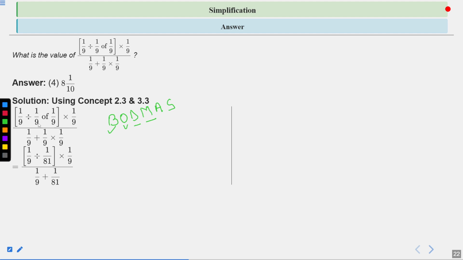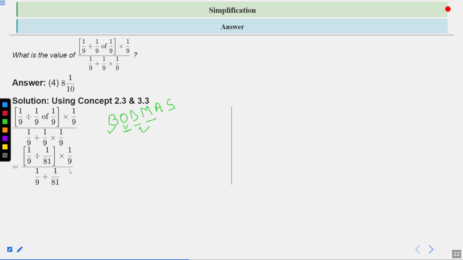Now we can see 1 upon 9 multiplied by 1 upon 9. So "of" is used before division. So what we can do? First we multiply it. We can write 1 upon 9 divided by 9 into 9, which will become 81. So 1 upon 81, bracket close, and multiplied by 1 upon 9, whole upon 1 upon 9 plus, same simplifying, 1 upon 9 multiplied by 1 upon 9 becomes 1 upon 81.